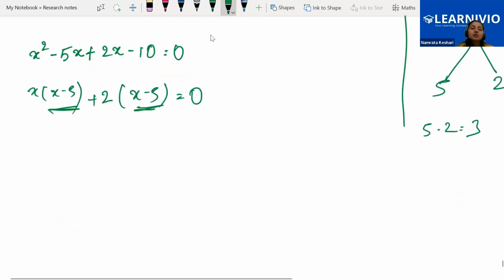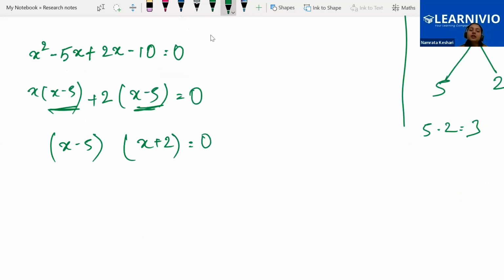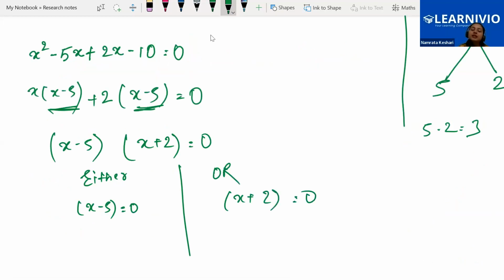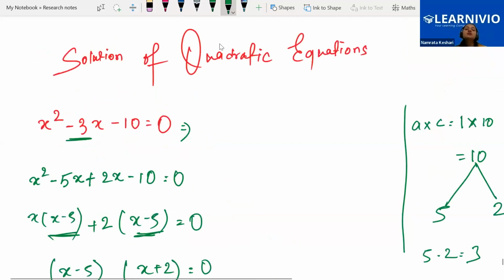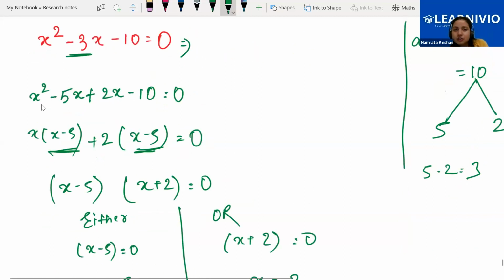Okay. Let's continue. One of the brackets we are having is x minus 5, another bracket we are having is x plus 2. After doing the factorization we have to take either the first bracket is equals to 0 or the second bracket x plus 2 is equals to 0. From here we are getting x equals to 5, from here we are getting x equals to -2. These are the two possible roots, the two possible solutions of the given equation. Have you understood it? Abdul?